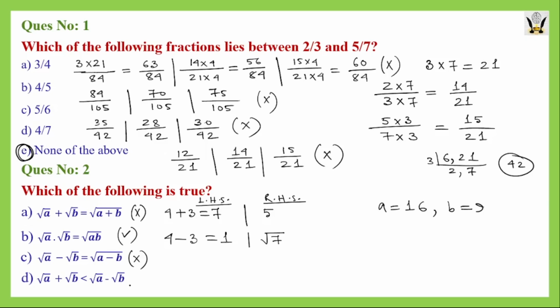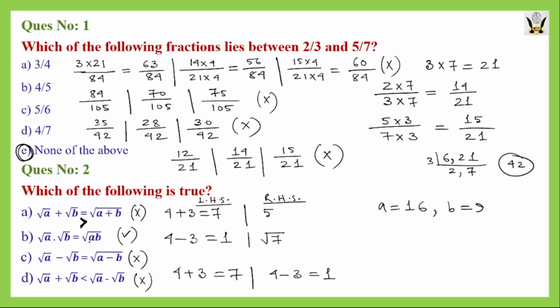Then the fourth one, root over a plus root over b. Root over a means 4, root over b means 3, so it is 7. And from the other side, root over a means 4 minus root over b, and that is 1. So this left hand side is greater than the right hand side. In the option it is given as less than, so this is also not true. And at the same time, the conclusion we can draw is that root over a plus root over b will never be equal to root over a plus b, but will always be greater than this. So this we have to remember.